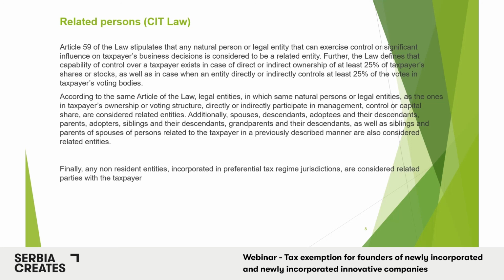Also, please note that under Serbian law, any company established in a jurisdiction with a preferential tax treatment, so any company established in a tax haven jurisdiction, and we have a list of those, there's around 50 jurisdictions that are treated as tax havens under Serbian law, is automatically treated as a related party to any Serbian company, regardless of the actual relationship itself.